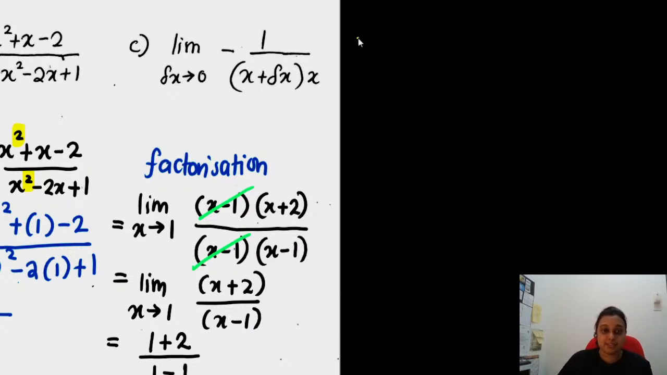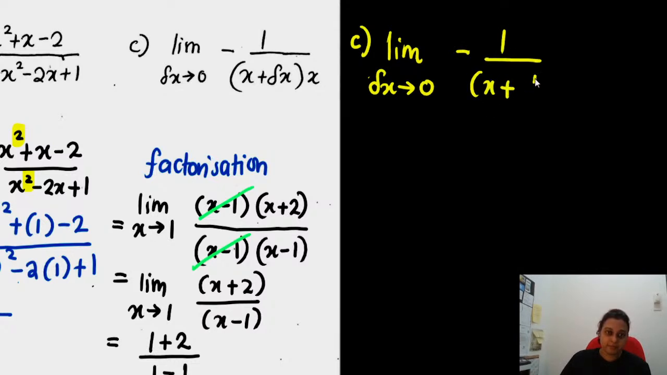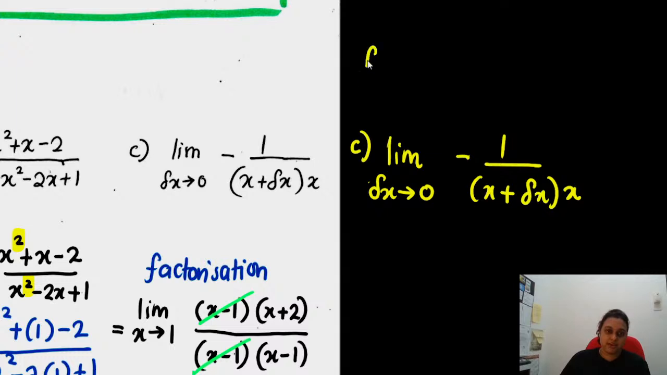C, we will still be using the same method. Let me copy first. Limit of delta x. Here this letter is called delta. Why is it called delta, and what is the meaning of delta? I'll just write it down for you first. Delta means small changes.